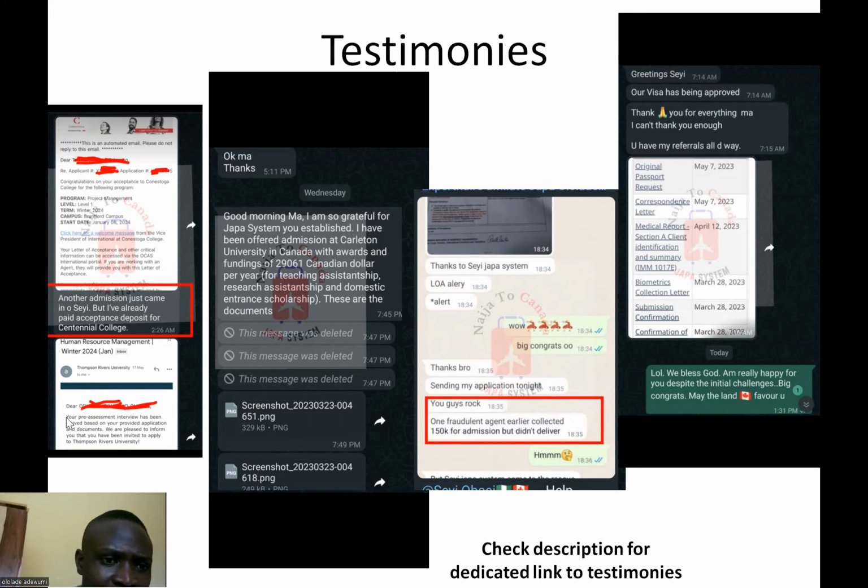You see this person, he has already gotten admission for winter. Winter is January 2024. He said another admission just came, but he has already paid the acceptance fee for Centennial College. This person got 2 admissions using Japa system, imagine, and you are just struggling to get admission to secure a school. He's saying he has already paid the deposit for Centennial College and another admission came in. Imagine.